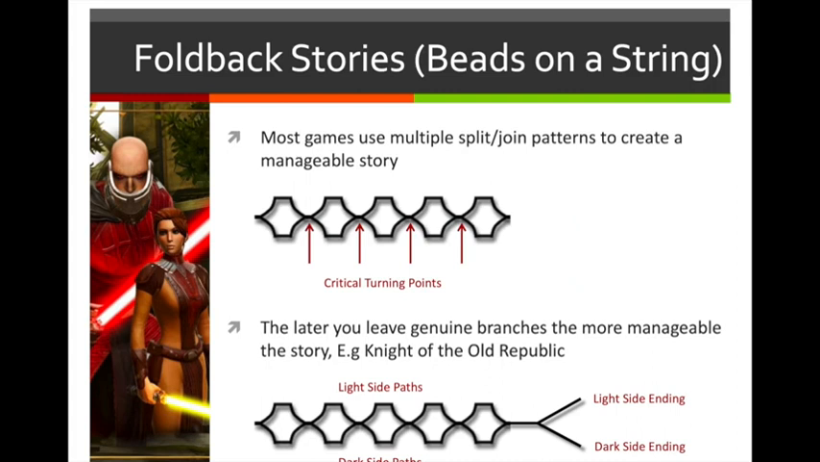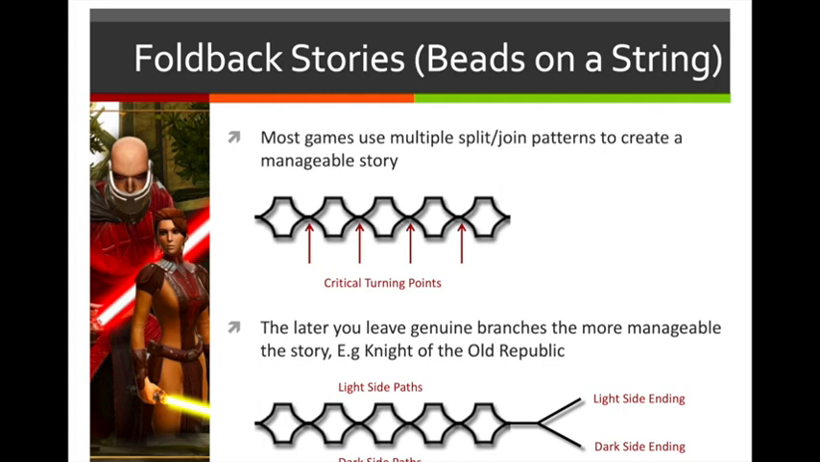So you have these critical turning points. The player makes choices, goes away, explores some other part of the story, then comes back to another critical turning point. And the later you leave genuine branches, the more manageable your story is. For example, in a game like Knights of the Old Republic, you're continually making small choices about whether you are walking on the light side or the dark side. And at the end, you make a fundamental choice, which then gives you either a light side ending or a dark side ending.